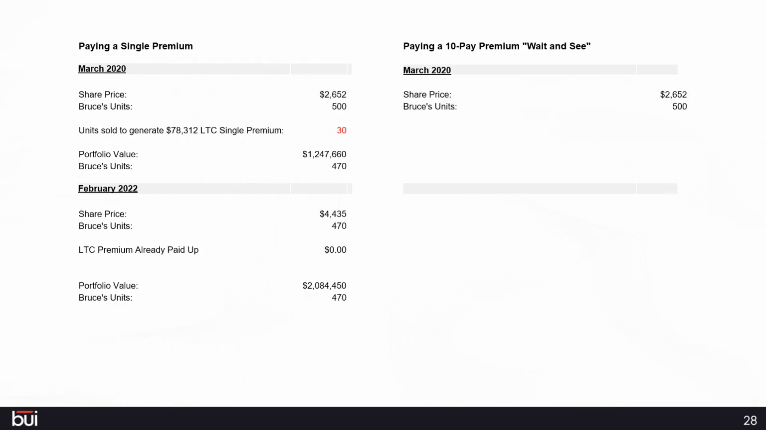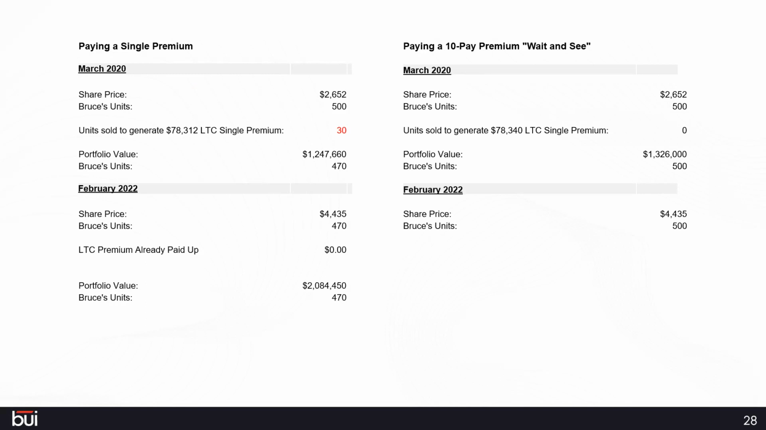Let's consider if he would have done the wait and see, which is purchasing a 10 pay, paying the premium out of his income, and then waiting till he's more comfortable with the market conditions. So here, the share price again in March of 2020 is $2,652, same, 500 units, but he's selling zero. He's maintaining all of it because he doesn't want to sell low. His portfolio value in March of 2020 is $1,326,000, and he has 500 units going forward.